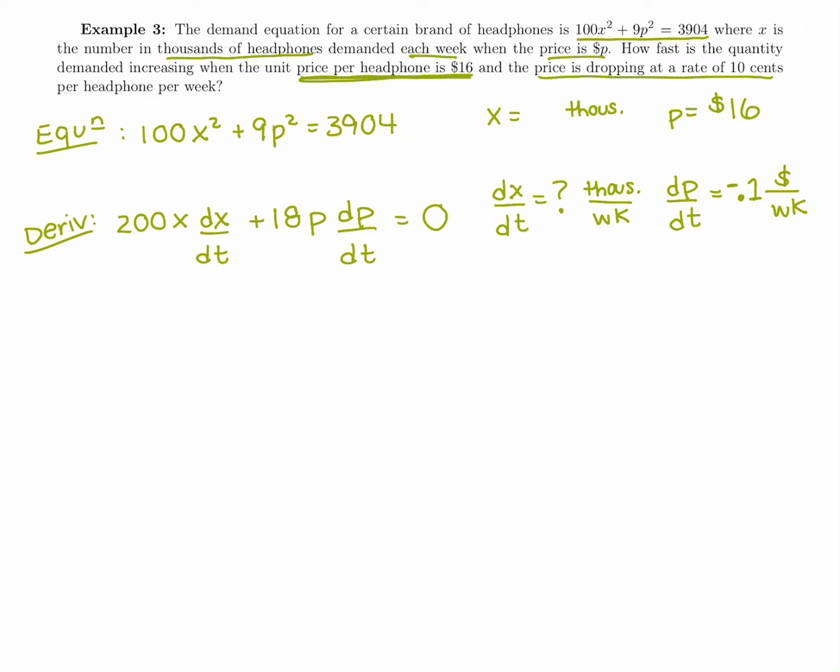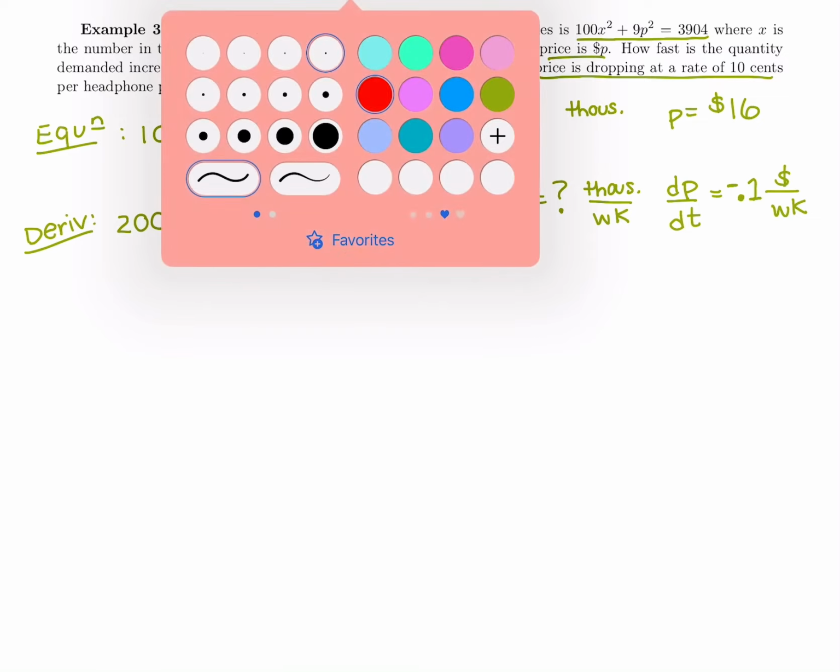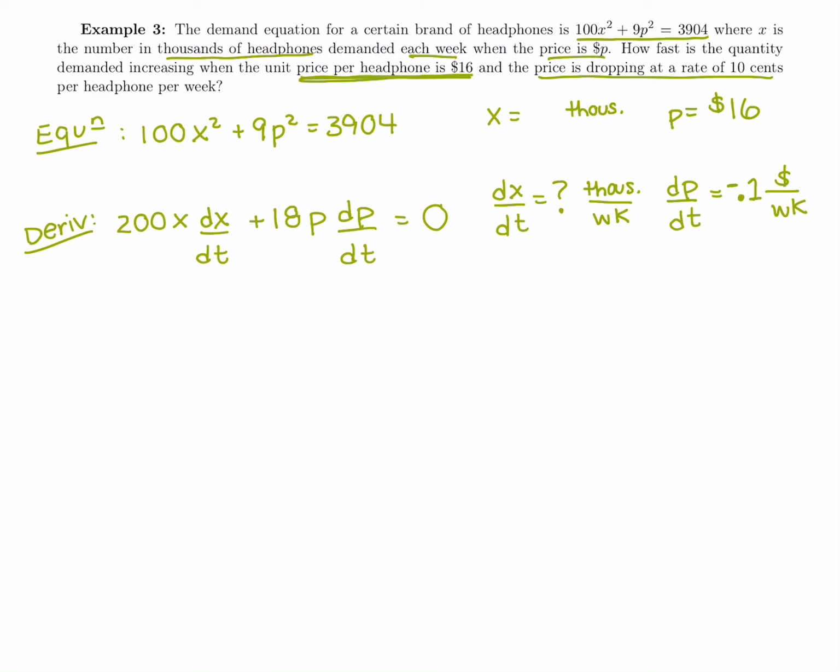The other thing I see here, though, is I'm missing x. So I'm solving for dx/dt. That's completely normal to be missing a derivative, but we shouldn't also be missing a variable. So I need to figure out what x is, especially because I'm plugging it in here in the equation. So I need to figure out what is the current demand with the price being $16.